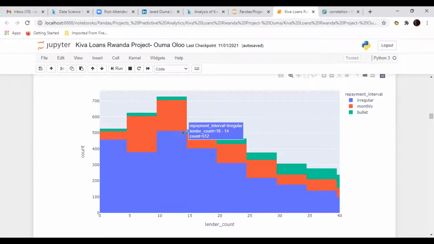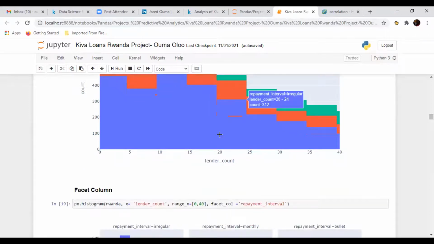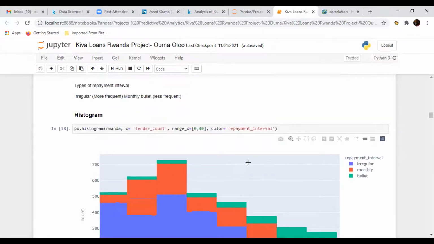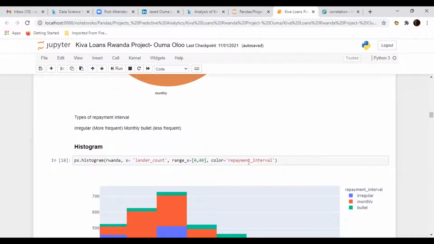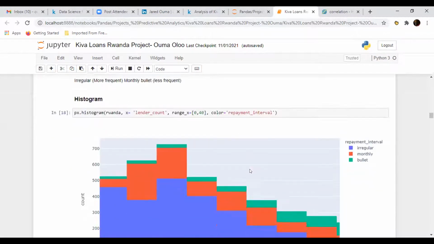So if I put this, you could see the lender count and the repayment interval and the number of counts. Then if you go to the monthly one, you could see the count and the repayment interval. And the bullet was highlighted in green. So I gave them some colors to differentiate them. You can also see the count and the repayment interval. So this allowed me to reduce that the irregular loan repayment was more frequent.